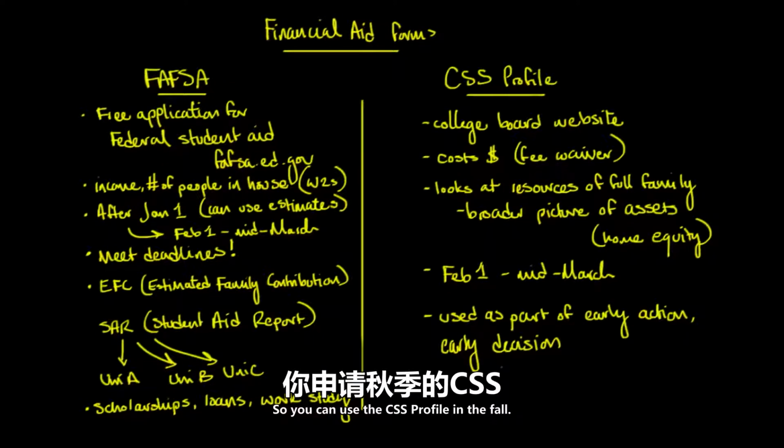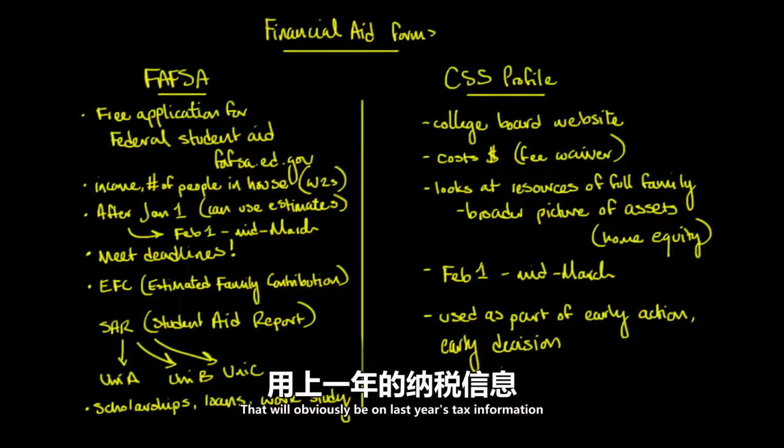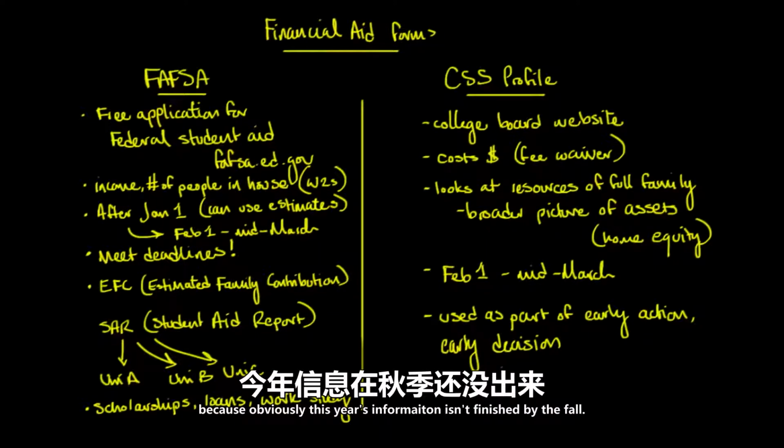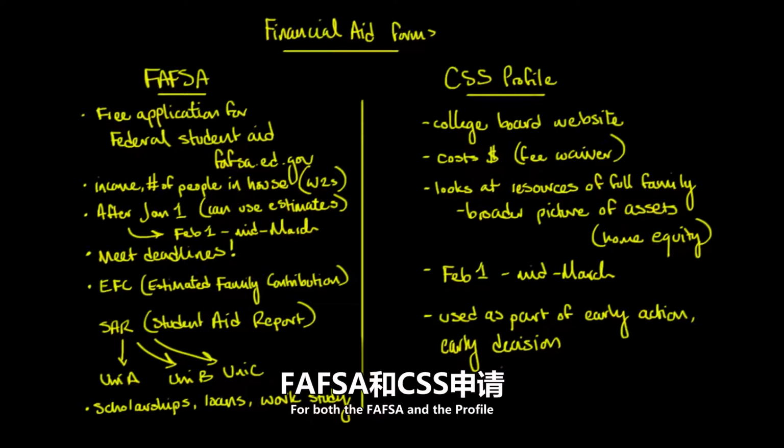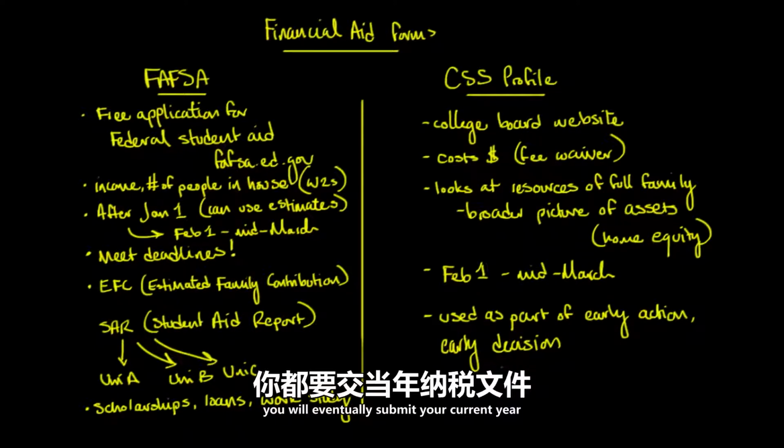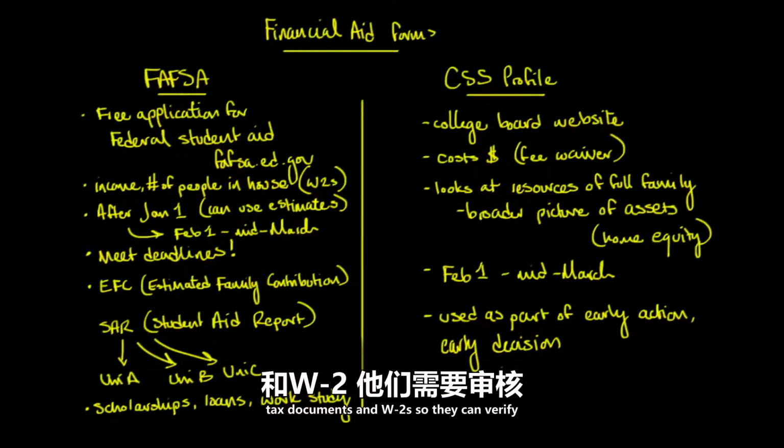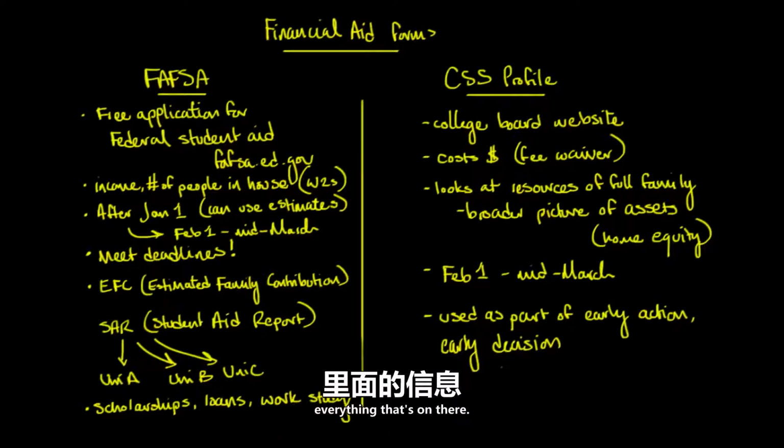So you can use the CSS profile in the fall. That will obviously be on last year's tax information, because this year's information isn't finished by the fall. But for both the FAFSA and the profile, you will eventually submit your current year tax documents and W-2 so they can verify everything that's on there.